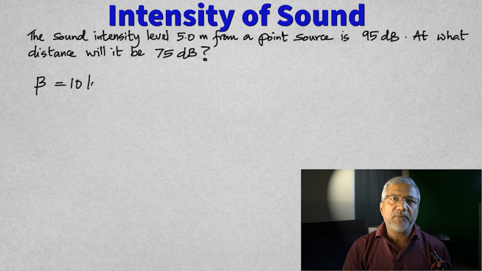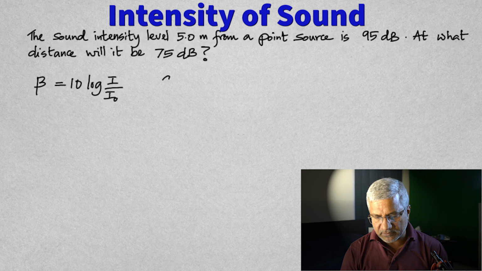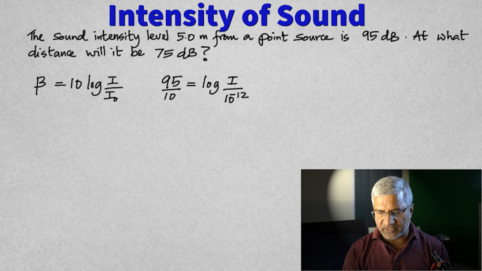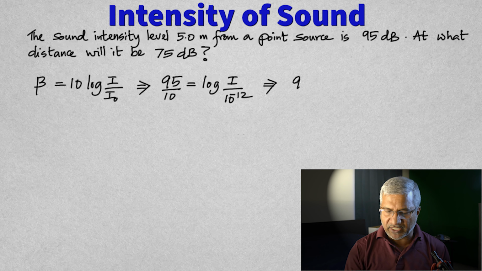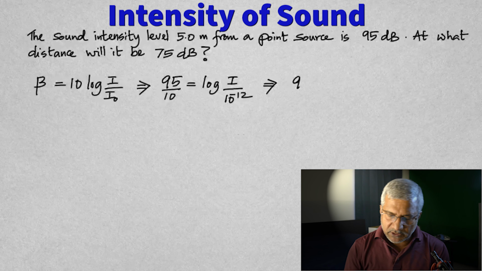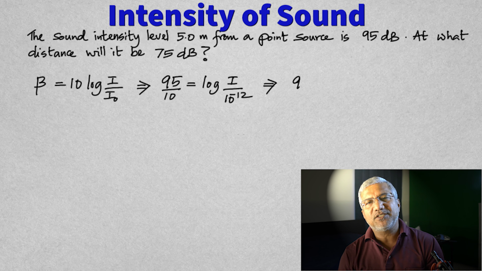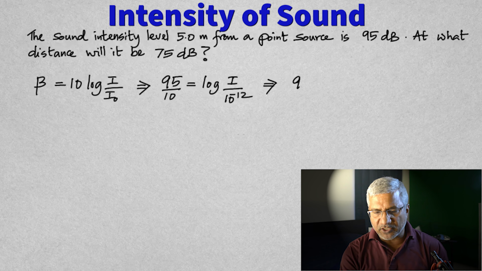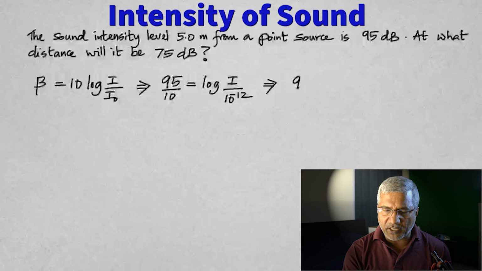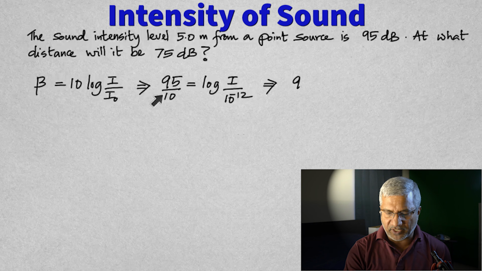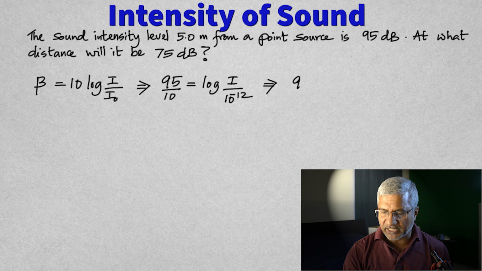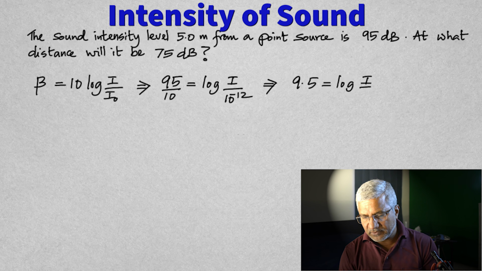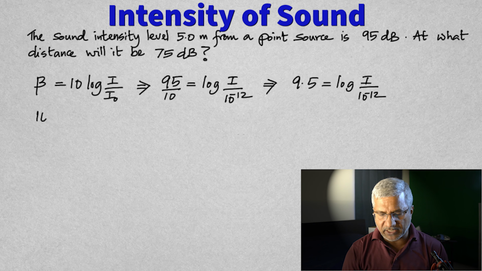So first, remember the formula, beta is 10 log I by I naught, where we have 95 as the first intensity that is heard. So we're going to change that into watt per meter squared, into the actual system of units. So we're using this formula. And then 95, I'm bringing this 10 to the other side. So that's why it's 95 by 10 is log I by 10 to the negative 12. And then 95 by 10 is 9.5. Then you have log 10 to the negative 12.